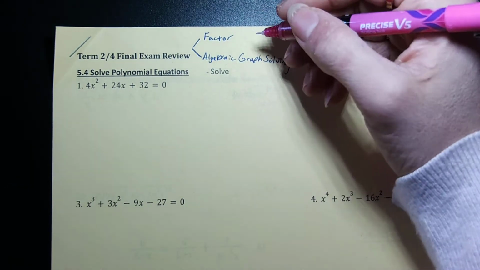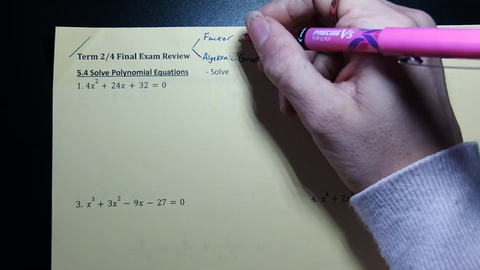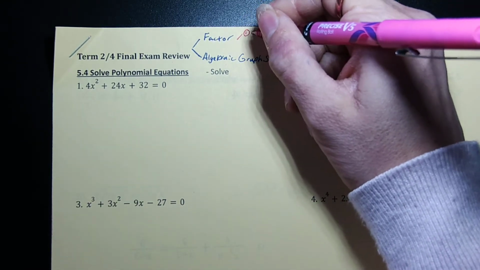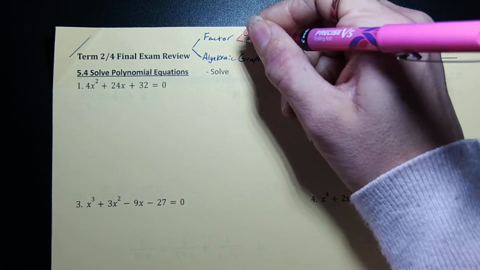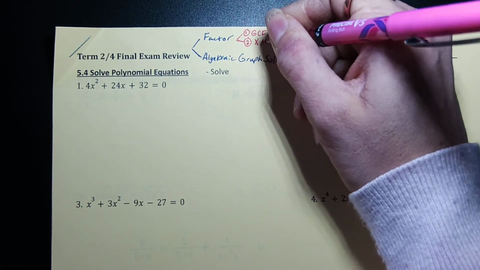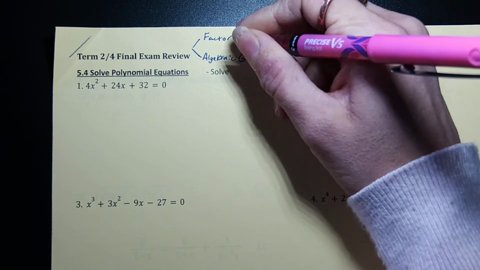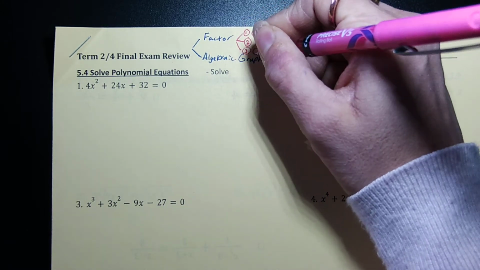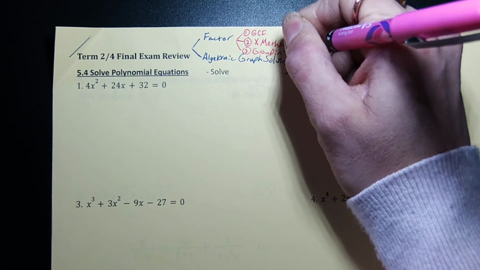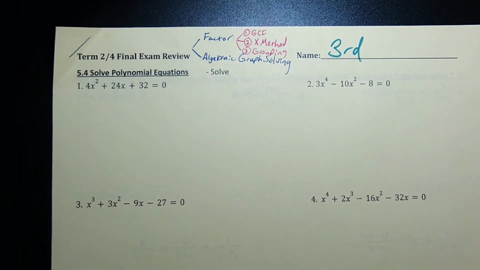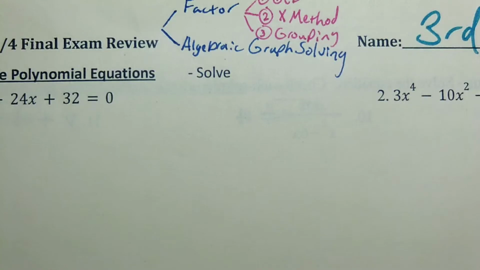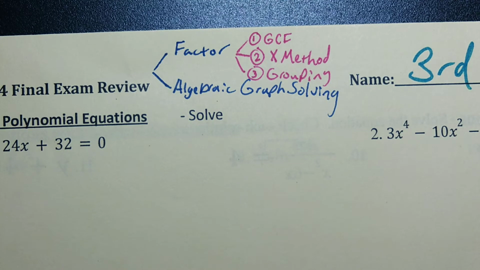Folks, there are three types of factoring that you need to be concerned with. The first thing we always check for is the GCF. Second, the X method or normal factoring. And then the third is grouping. Sum and difference of cubes is not going to be on the final. Hooray! So we're not going to be using that for solving. So just GCF, X method, and grouping. Algebraic graph solving, we'll go through those steps once we encounter a problem that requires it.